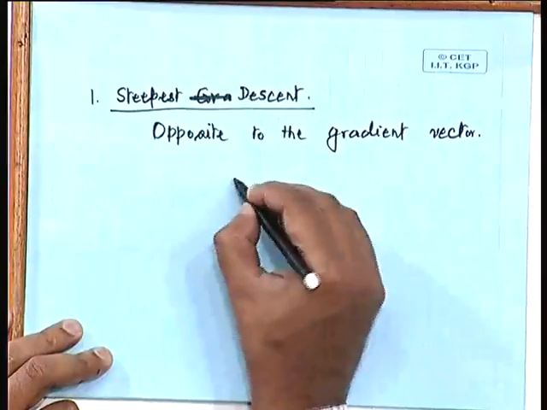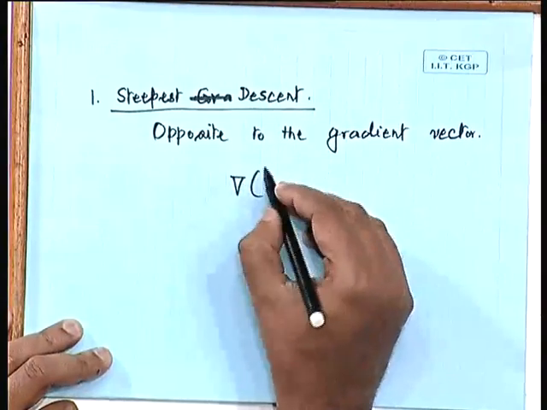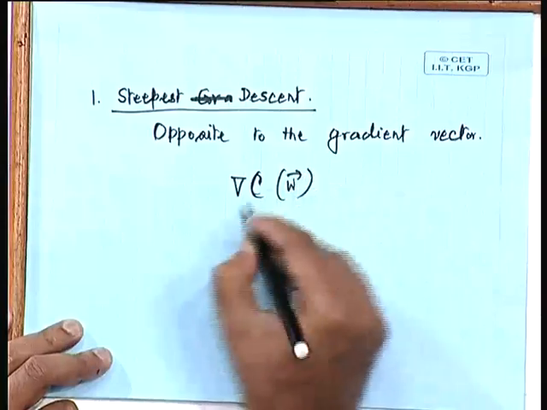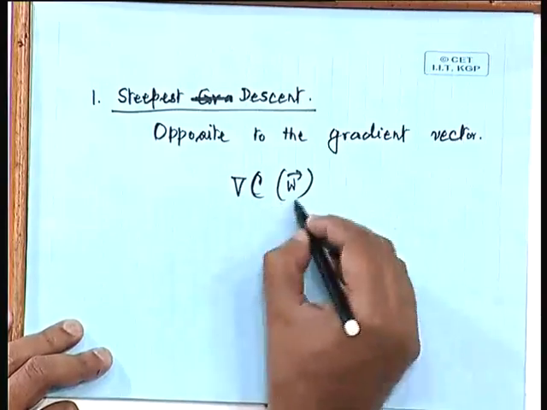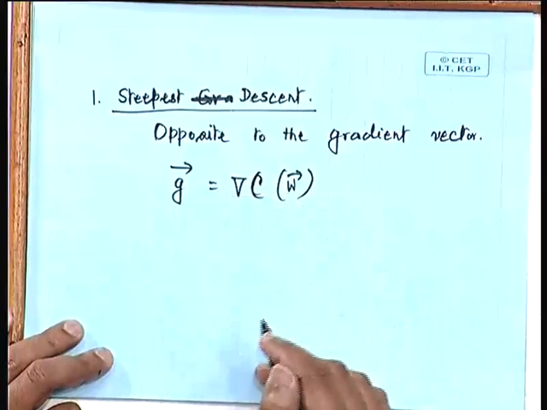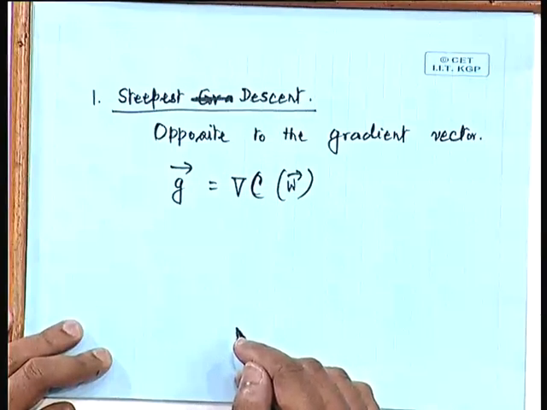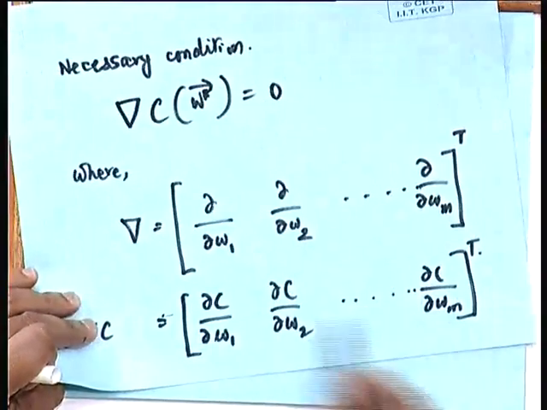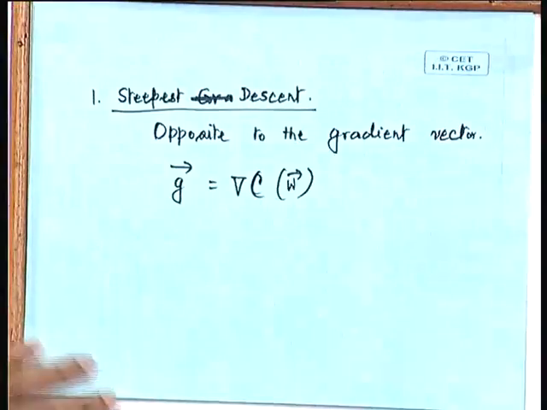Now, what is the gradient vector? Gradient vector I said is del C as a function of W vector, and instead of writing this del C W every time, I am just going to denote it by a new notation G vector. So, G vector is nothing but this gradient vector. So, G vector is one and the same as this.